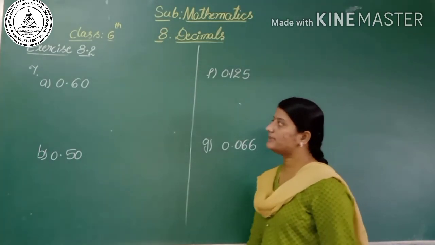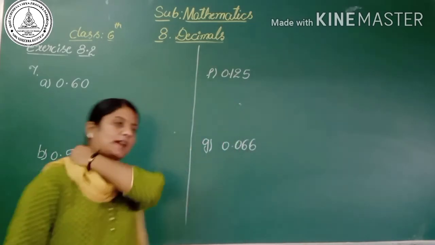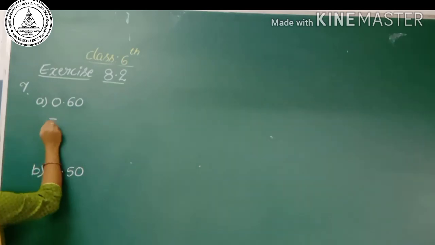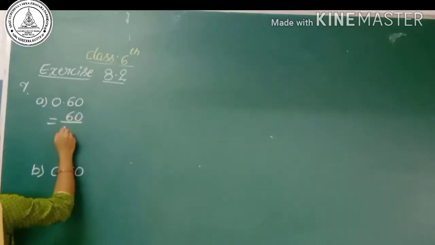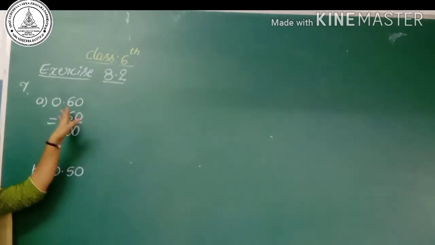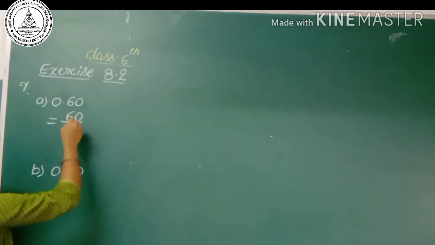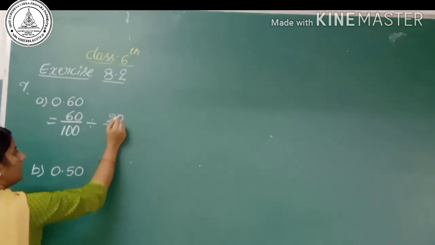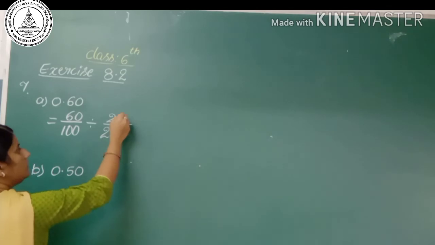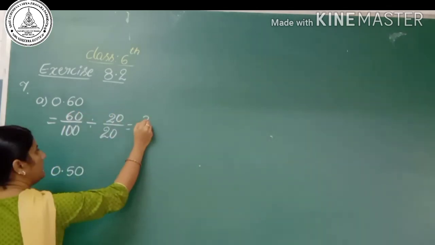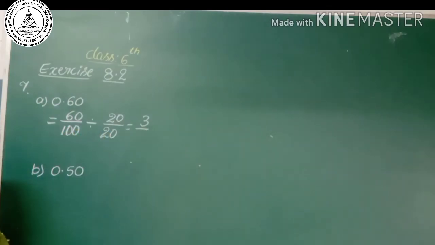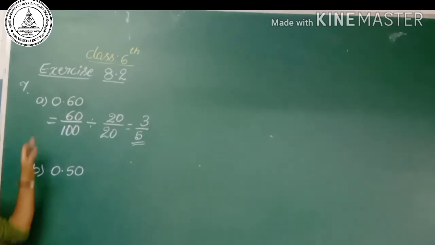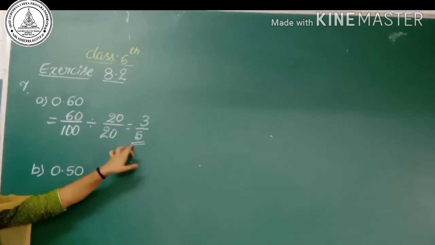Yes. The first one is 0.60. First write 60. It can be written as 60 hundredths. Right? First write it as a fraction, 60 divided by 100. Now we have to simplify this fraction. 60 and 100 are divisible by the same number, that is 20. 20 threes are 60, 20 fives are 100. Yes, the simplest form of the decimal 0.60 is 3 by 5.